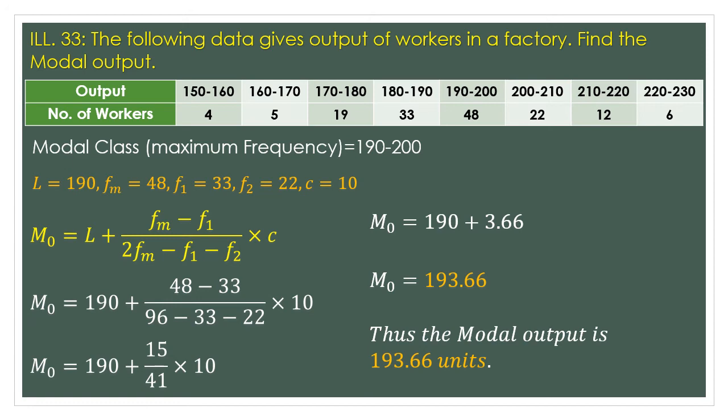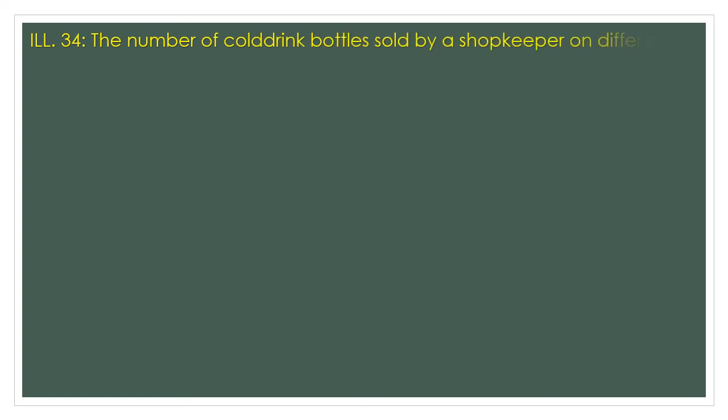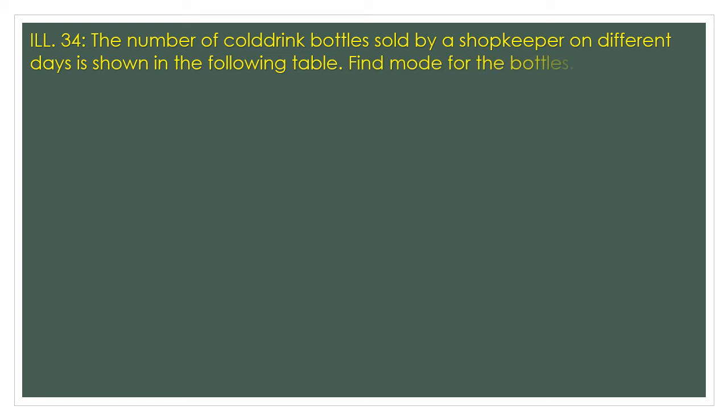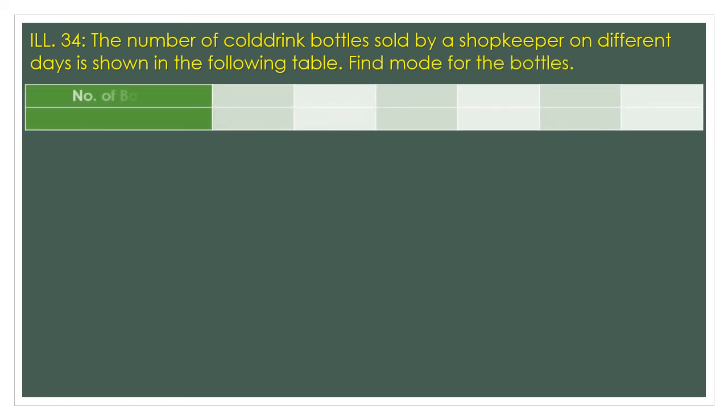Okay, so that was a pretty simple sum. Let's move on to the next one. The question is the number of cold drink bottles sold by a shopkeeper on different days is shown in the following table. Find mode for the bottles. The table is number of bottles and number of days. So number of bottles are 0 to 3 and then 4 to 7.